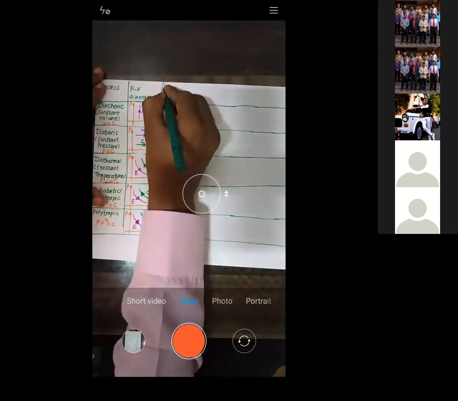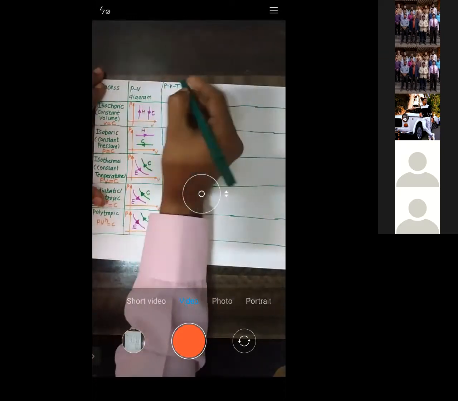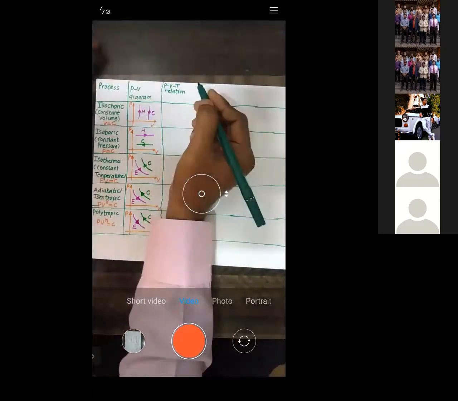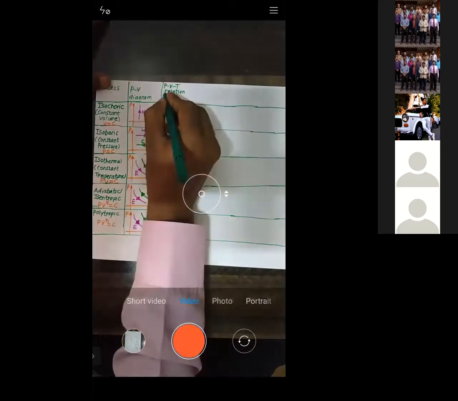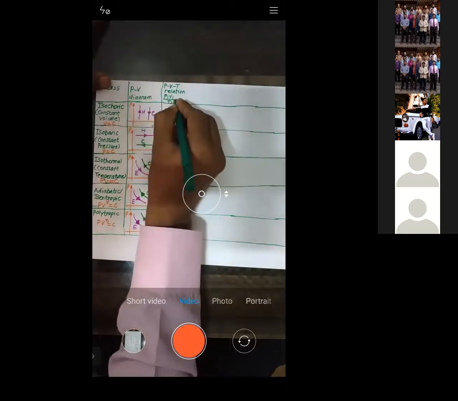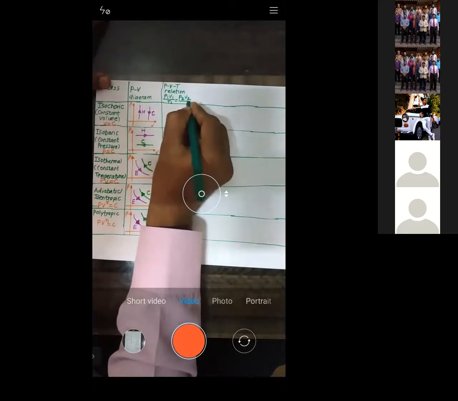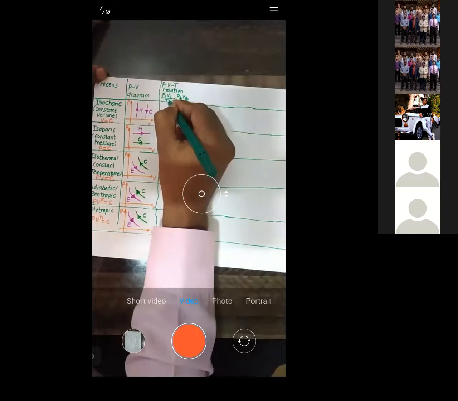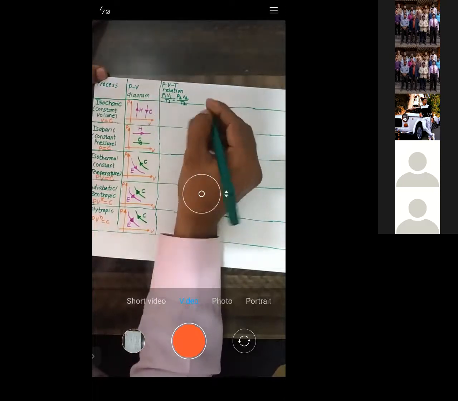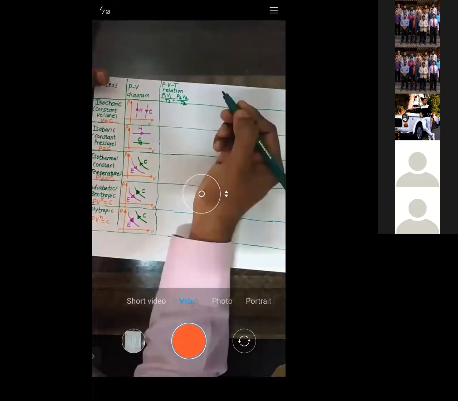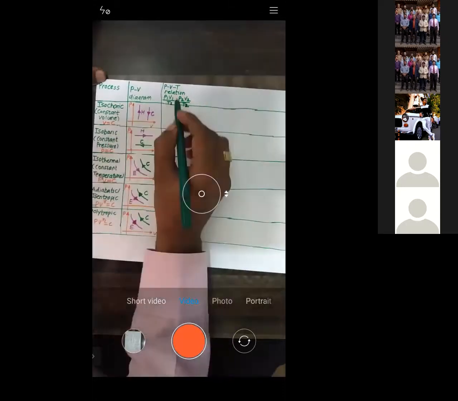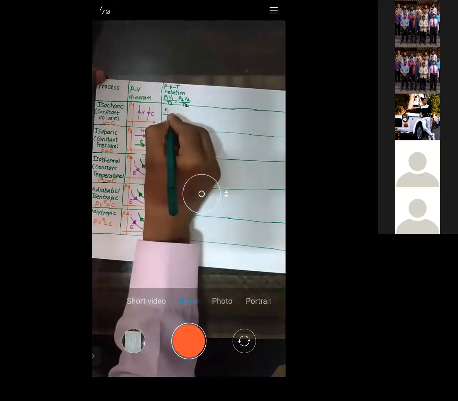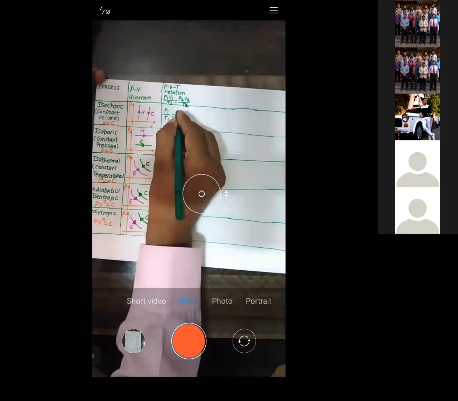Now let us establish a relationship between P, V, T. What is the PVT relation? From the ideal gas equation, we got P1 V1 by T1 is equal to P2 V2 by T2, right? If you see this process, volume is constant. So V1 is equal to V2. So what expression will we get? P1 by T1 is equal to P2 by T2.